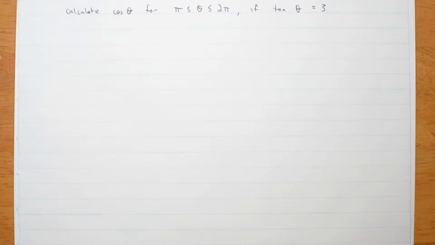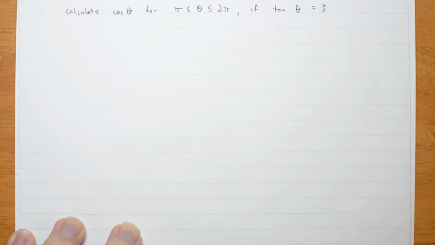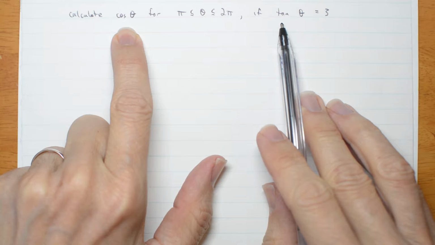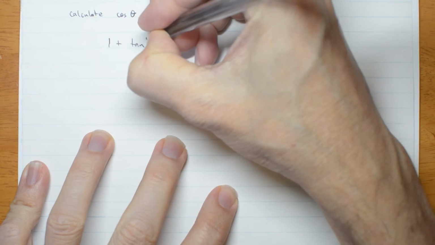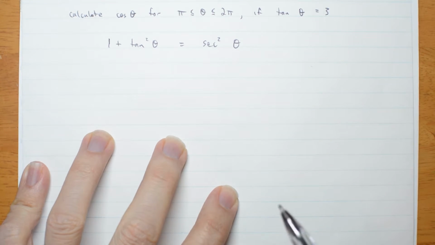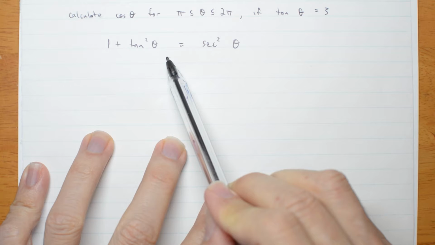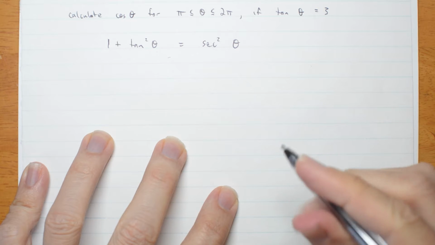Calculate cos theta for theta in the third or fourth quadrant if tan theta is 3. I need a relationship between cos and tan. Well, that is 1 plus tan squared is sec squared. So 1 plus tan squared theta is sec squared theta. Sorry, I just said that in the order I learnt it, not the order on your formula sheet, which is actually tan squared theta plus 1 equals sec squared theta. Sorry. Try and remember to do it the other way next time.